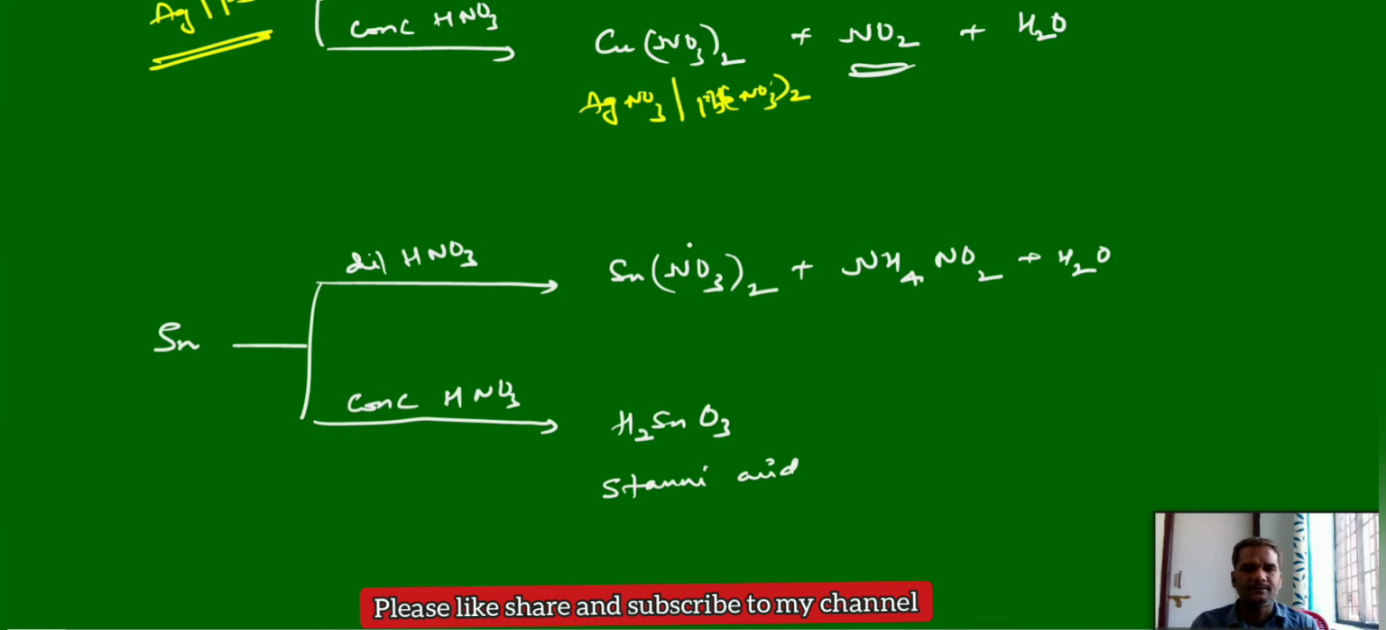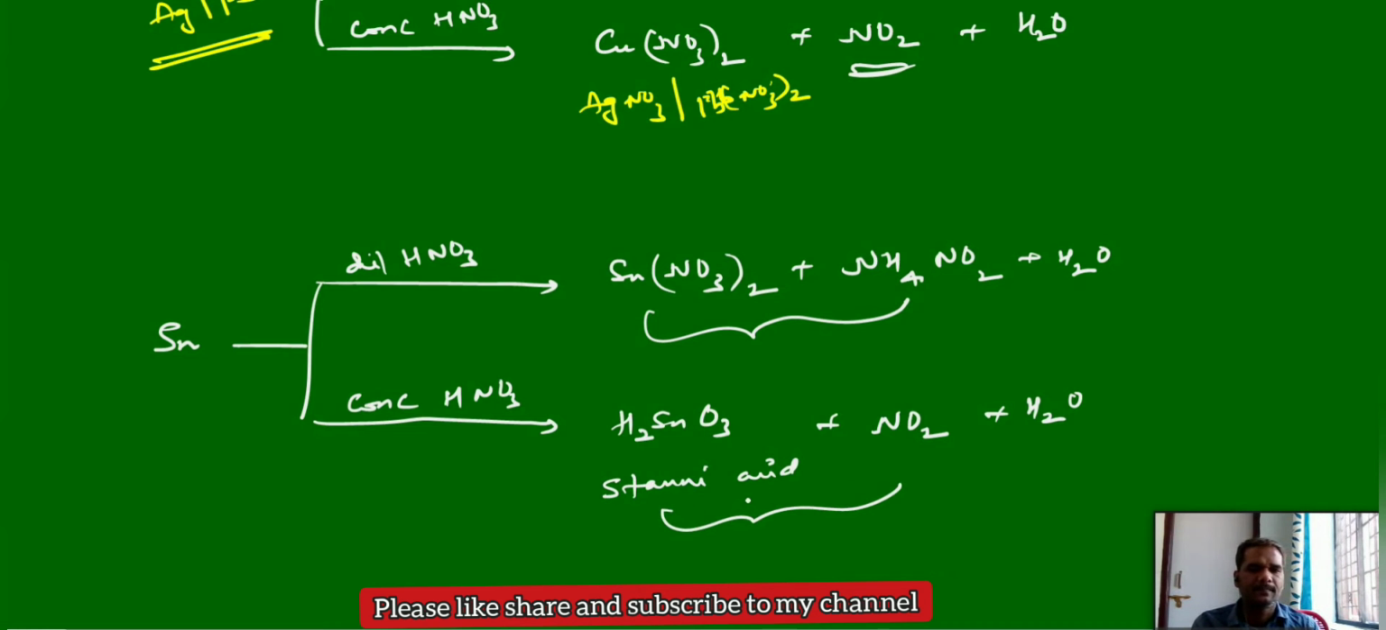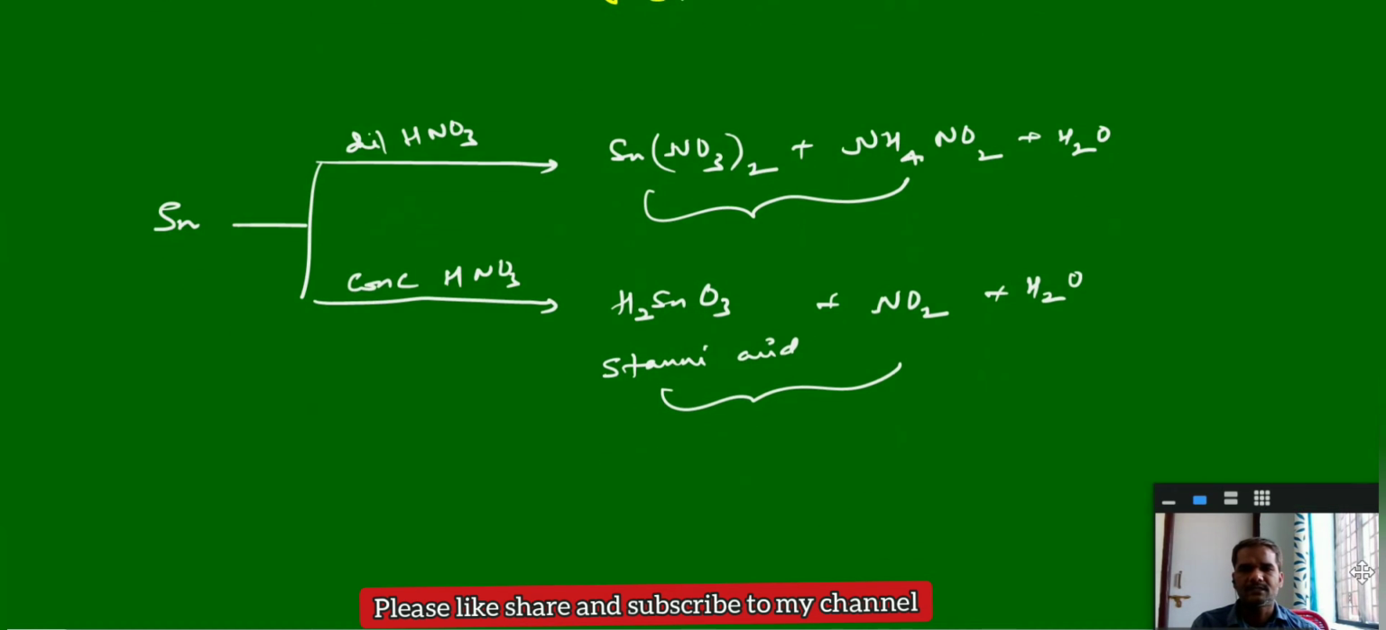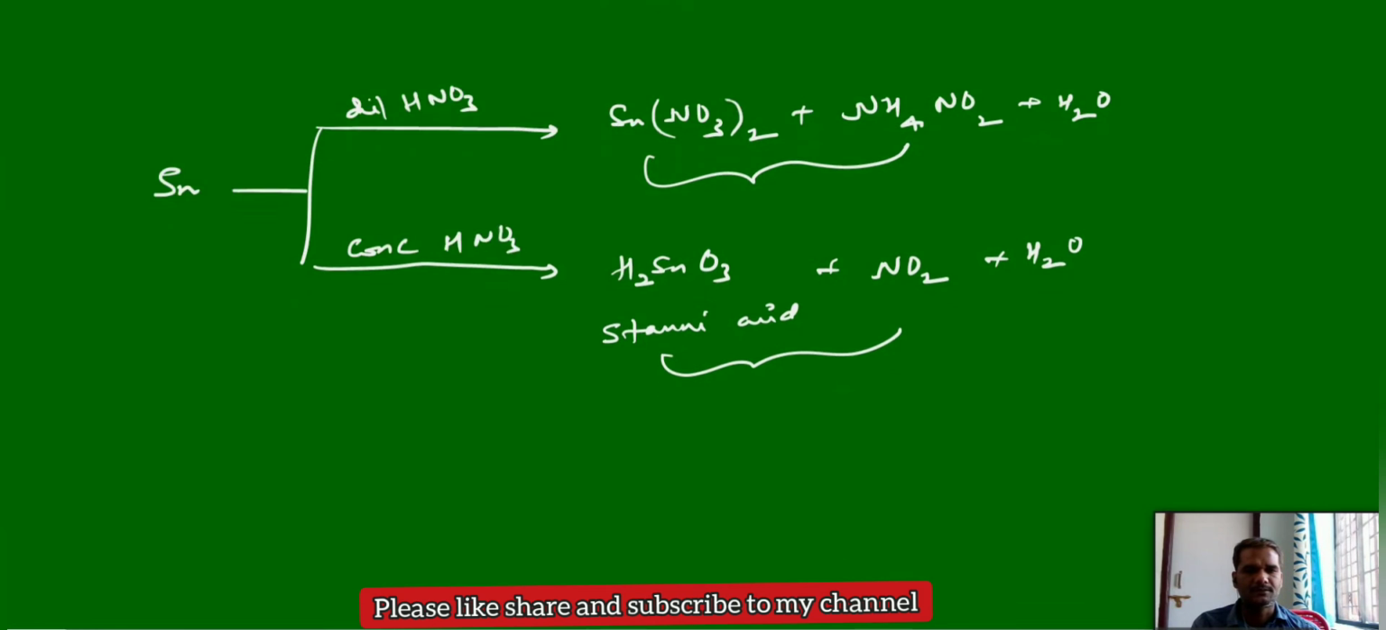So this also you have to observe here: stannous nitrate, but here stannic acid. And apart from this, concentrated nitric acid gives nitrogen dioxide, which is common, plus water. So you can observe the difference with the two byproducts. In the two-product case the change is there, but in the previous case only one product changed. Anyhow, the main product is constant, but in this case it is different. This also you have to observe.